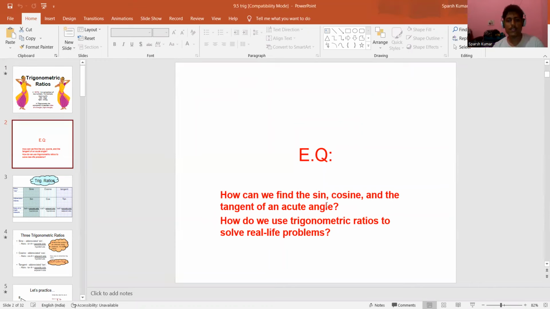Today's agenda is how we can find the sine, cosine and tangent of an acute angle. We will also discuss how to use these trigonometric ratios to solve real life problems.